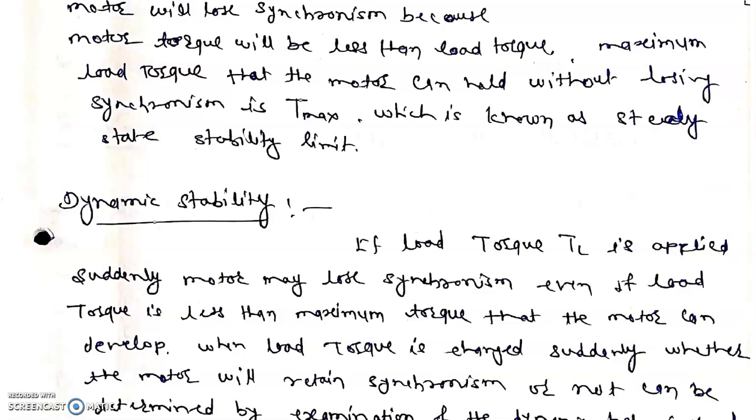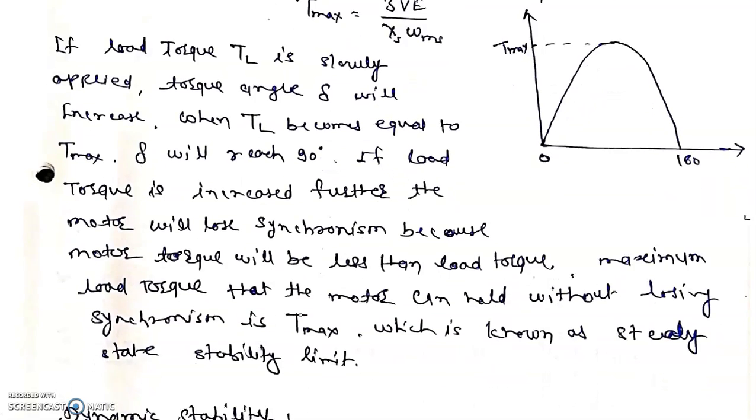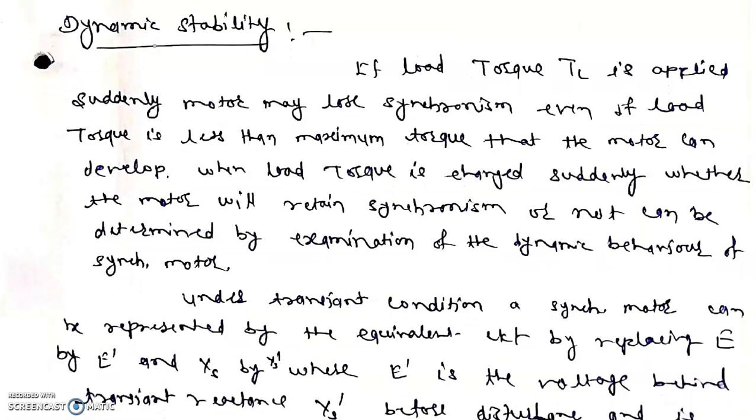If load torque is increased suddenly, the motor may lose synchronism. Even though the load torque is not at the maximum value T max, a sudden change affects the dynamic stability of the motor. So when load torque is changed suddenly, whether the motor will retain synchronism or not can be determined by examination of the dynamic behavior. In that case, we have to study the dynamic behavior of the motor.